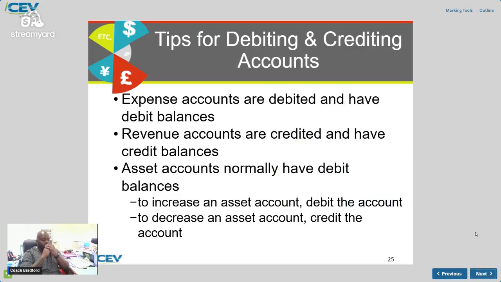Now, quick tips. Expense accounts are debited and have debit balances. It means that their balance is typically on the left side, right? Because debit means left. I use the left side as positive, but it depends. What we're saying is debits are on the left side. Revenue accounts are credited and have a credit balance, so it's going to be on the right side. Asset accounts normally have debit balances.